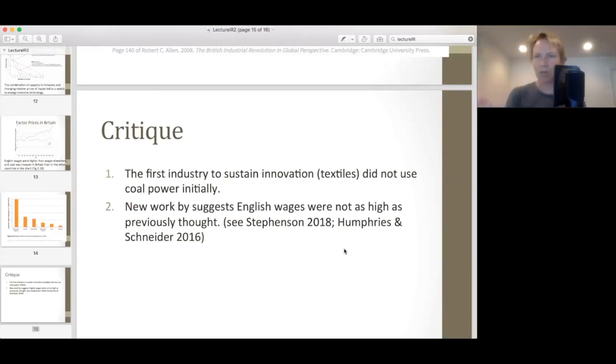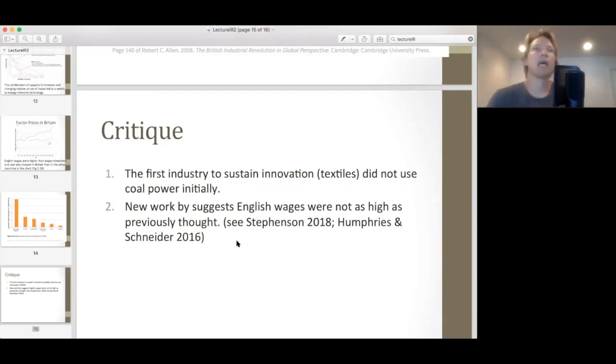So how does this explanation even work? I mean, if coal's so important, why is the first industry that happens in not even using it? Secondly, the wages aren't that high. Every work that comes afterwards, there's a Stevenson work in 2018, and a work before that, but they keep revising how expensive British workers were, down and down and down.